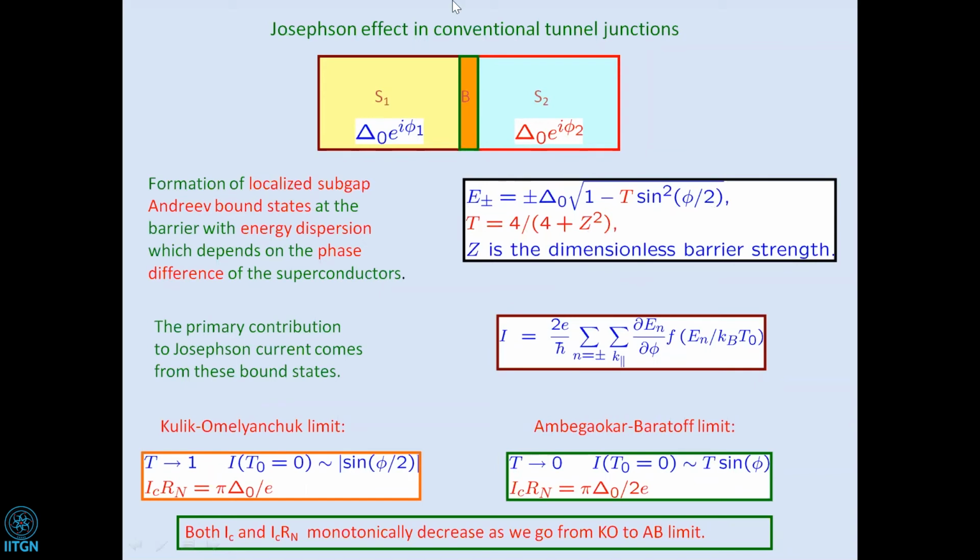So Z is the dimensionless barrier strength, and this transmission goes to 1 when Z goes to 0. That's the limit of a transparent barrier, called the Kulik-Omelyanchuk limit, in the name of two Russian physicists who first came up with this. And then if Z is very, very large, you find that transmission tends to 0. It's not quite exactly 0, but it's roughly 0. Then this is called the Ambegaokar-Baratoff limit.